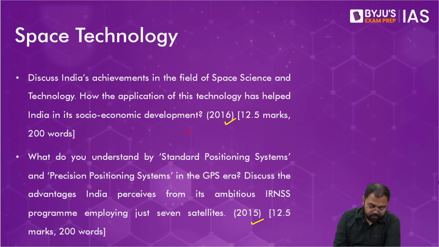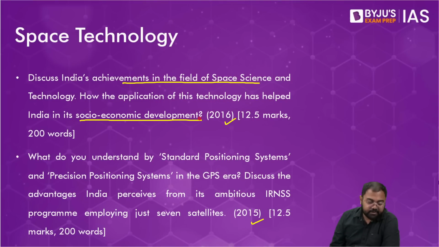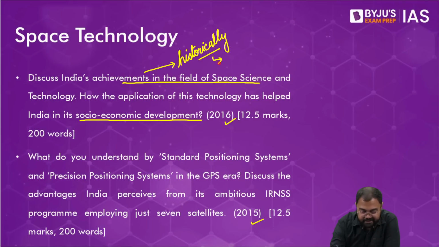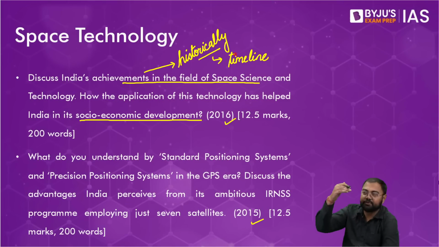Then after that, the next question, a pretty simple, straightforward question. Discuss India's achievements in the fields of science and technology, and how the application of this technology has helped India in its socio-economic development. When it comes to achievements, you can simply start mentioning all these achievements historically, right? Basically, the timeline of what happened when. So we can talk about that, or the other way could be you keep talking about all the different things that we have done.